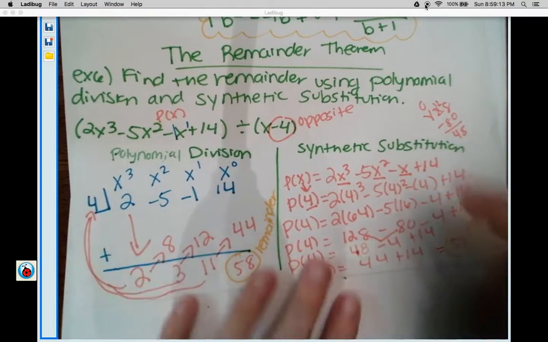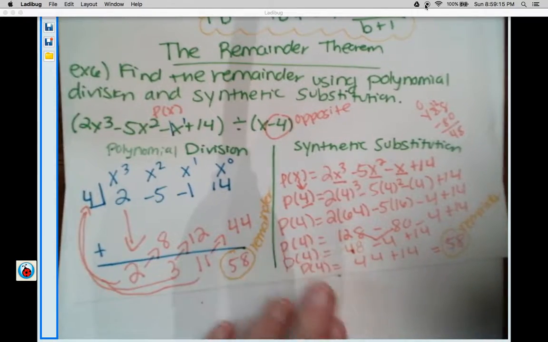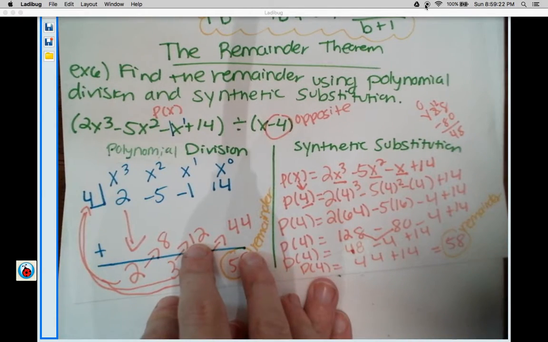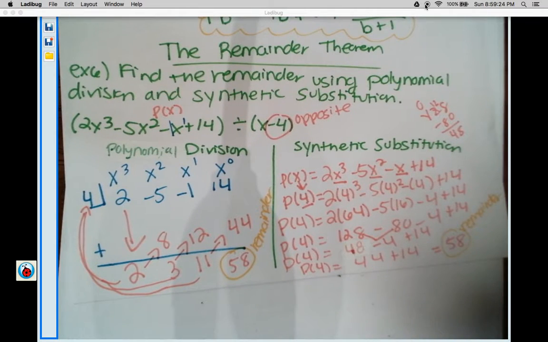Okay, so again, synthetic substitution, mostly what it's good for is to check to see if your remainder is correct, or if you're just curious about the remainder and you don't want to do polynomial division, you can do synthetic substitution. Holy hot dog, that was a good time, you guys. Isn't it cool that we can find the remainder in not just one, but two ways? Holy hot dog.